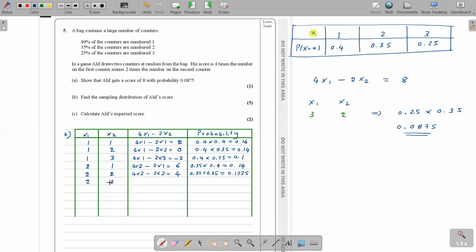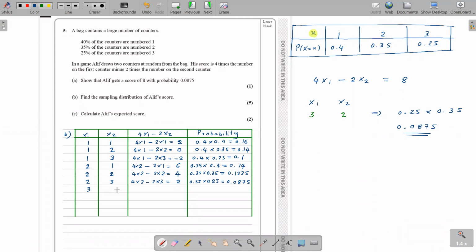Next one, 2 and 3. So 4 times 2 minus 2 times 3. How much is the score? 4 times 2, 8. 3 times 2, 6. 8 minus 6 is 2. So the probability of getting the score of 2 is 0.35 times 0.25 for 3. How much is it when you multiply 0.35 by 0.25? 0.0875. Okay, so I'm done writing with 2.